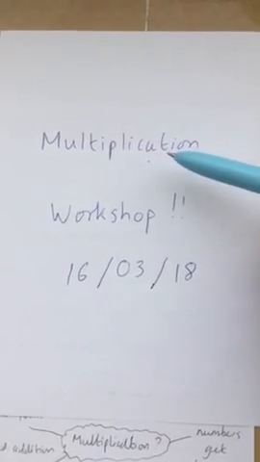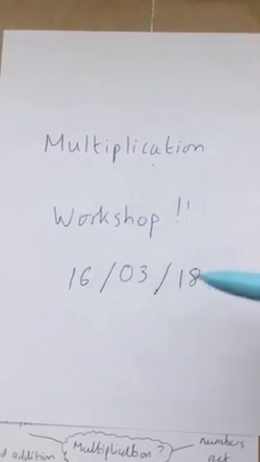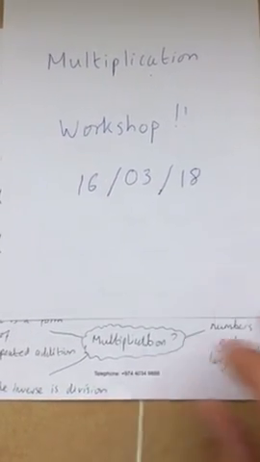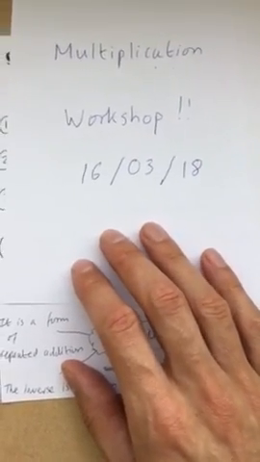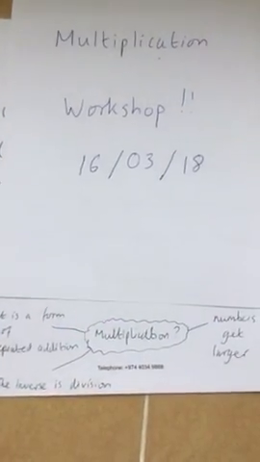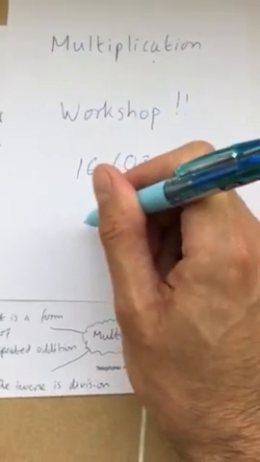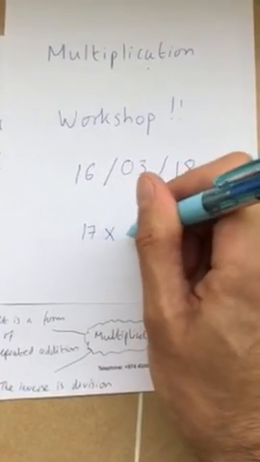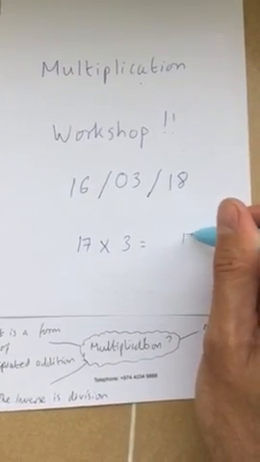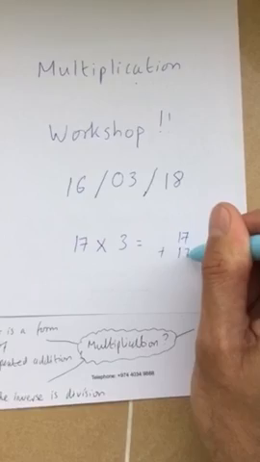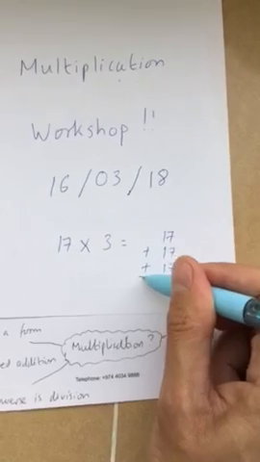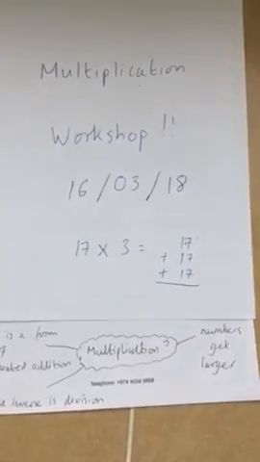First of all, we are going to think about multiplication. So let's first of all think, what is multiplication and what does it do? Well, when we work with multiplication, we know that it is a form of repeated addition. So for example, if I had 17 times 3, 17 multiplied by 3, this means 17 plus 17 plus 17. So it is repeated addition.